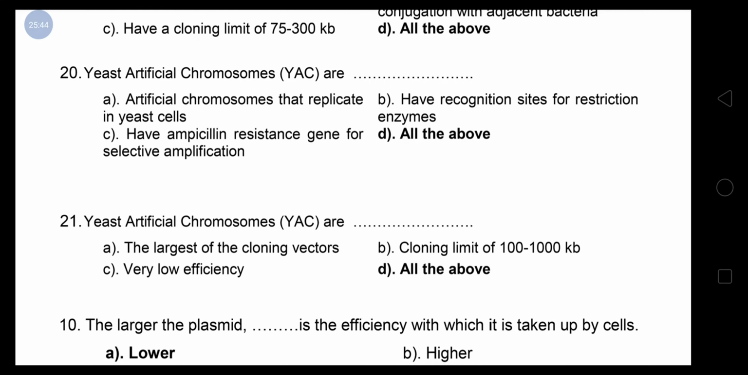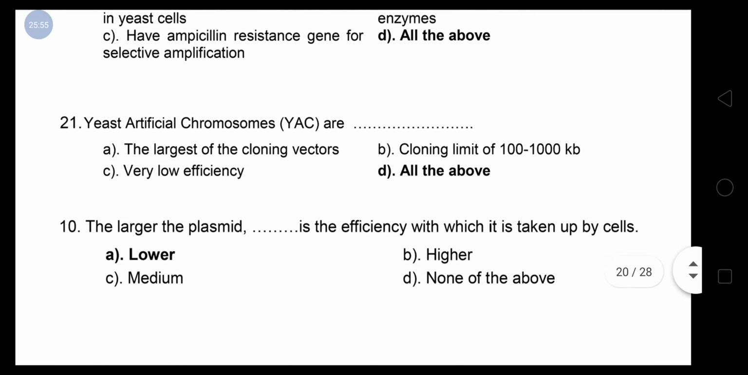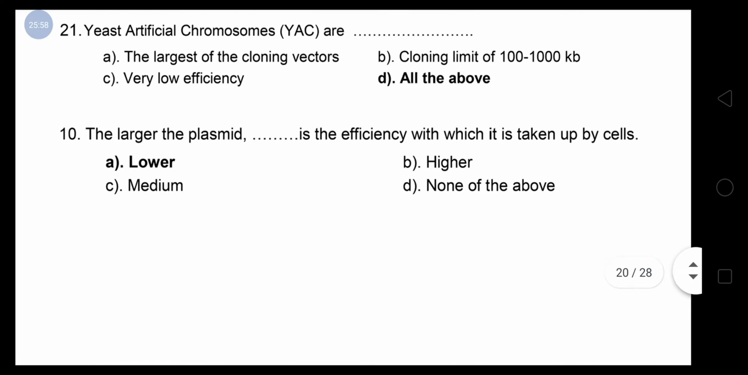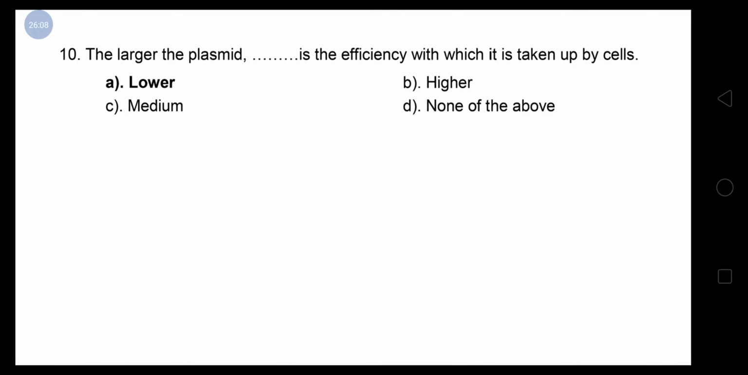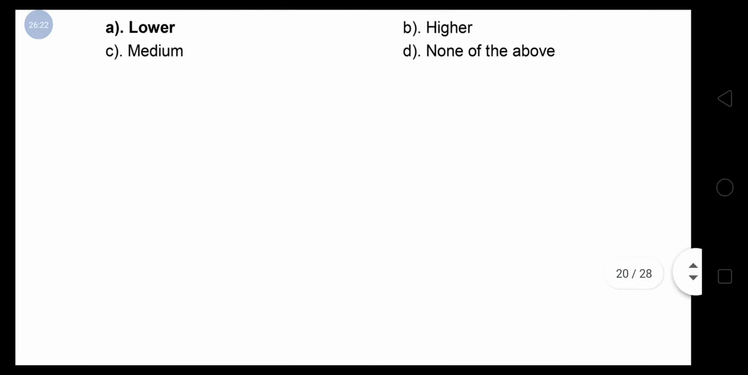Yeast artificial chromosomes are artificial chromosomes that replicate in yeast cells, have recognition sites for restriction enzymes, and have ampicillin resistance genes for selective amplification. Yeast artificial chromosomes are the largest of the cloning vectors. The limit is 100 to 1000 kb, and they have very low efficiency. The larger the plasmid, the lower the efficiency with which it is taken up by the cells, because as the size increases, the movement of the plasmid into the host cell decreases.